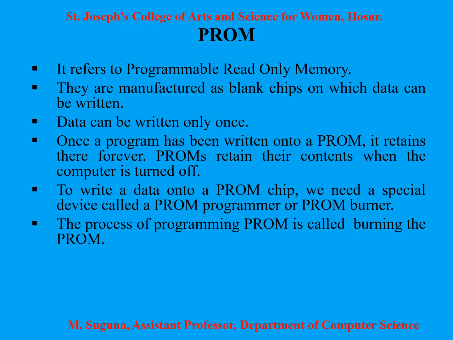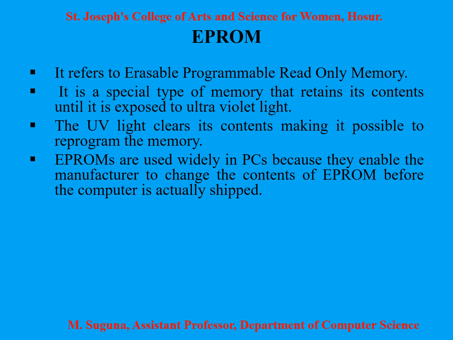Burning the PROM. The next type of ROM is EPROM, that is erasable programmable read-only memory. It is a special type of memory that retains its contents until it is exposed to ultraviolet light. The UV light clears its contents, making it possible to reprogram the memory. EPROMs are used widely in PCs, that is personal computers, because they enable the manufacturer to change the contents of the EPROM before the computer is actually shipped.